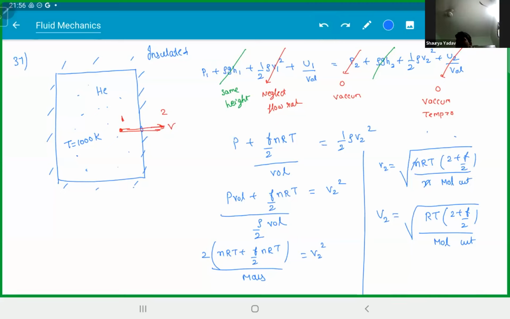This is a good one. If you see just on velocity of efflux, we can manipulate so many things. Clear?